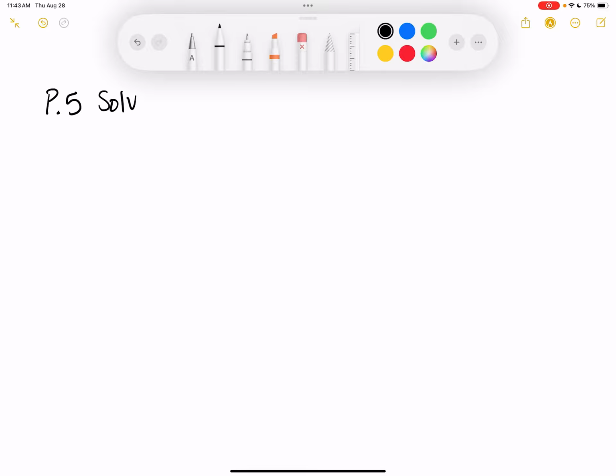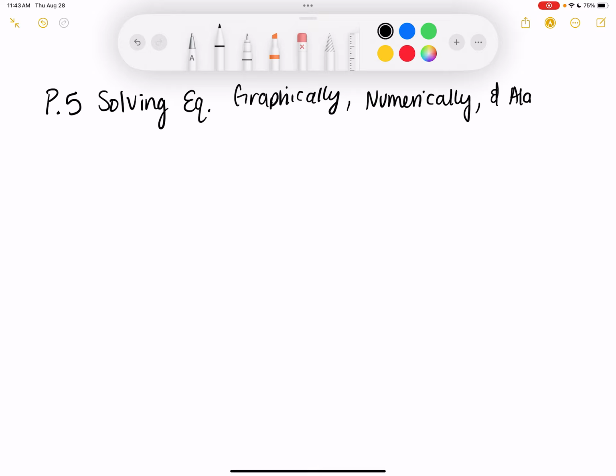All right, P5: solving equations graphically, numerically, and algebraically.